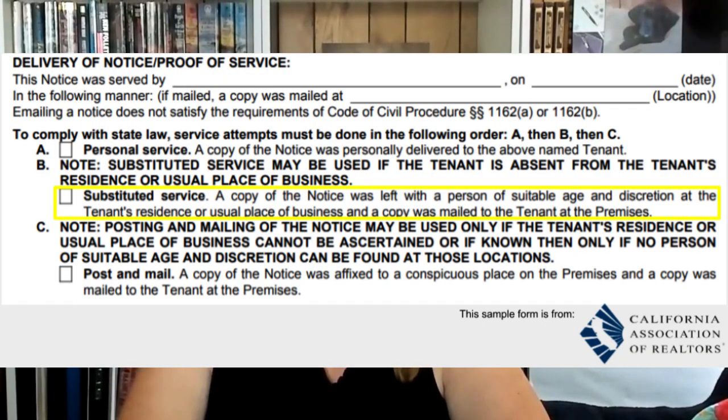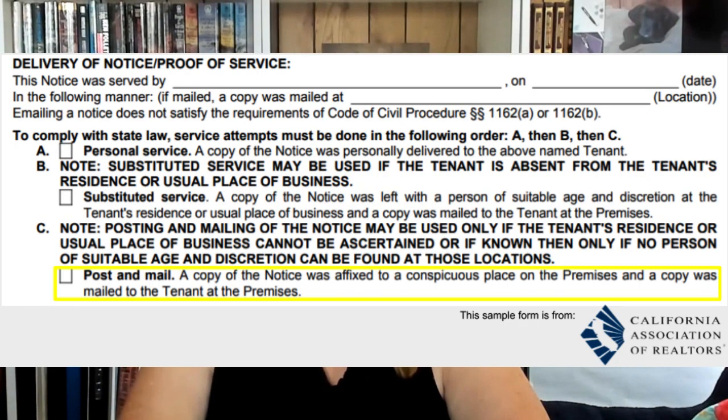A substitute service, where a notice is left with a person of suitable age or description, which means over the age of 14 and likely to give the papers to the person intended to be served. And a copy must be mailed to the tenant at their residence. I would suggest mailing by certified mail, so you have proof that it arrived.